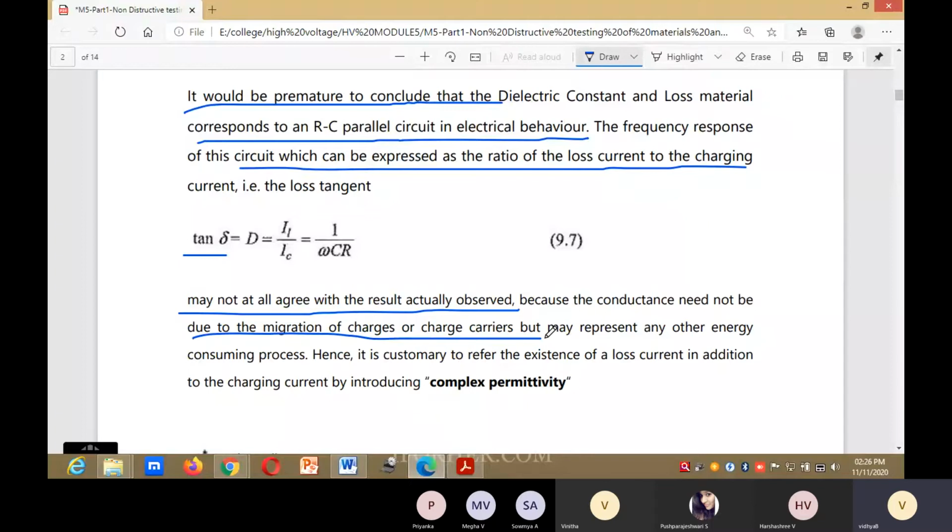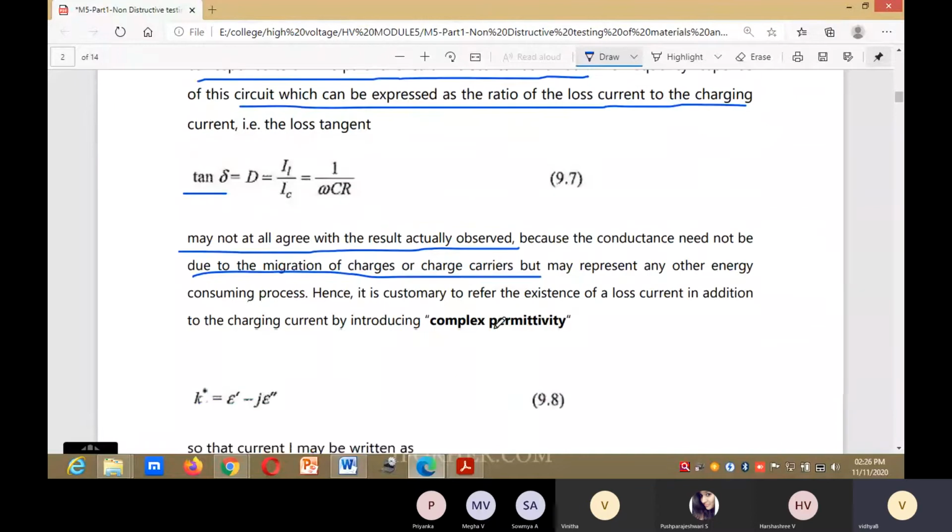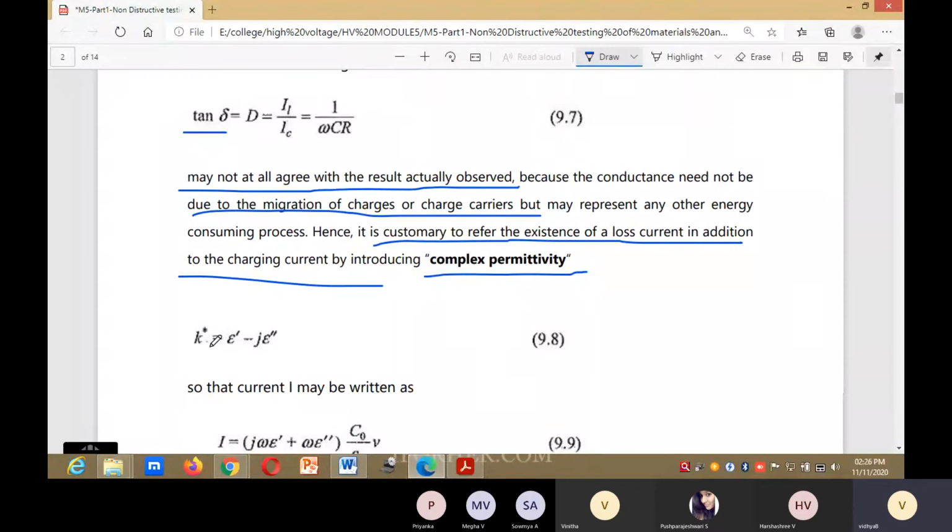Because the conductance need not be due to the migration of charges or charge carriers, but may be present in any other energy consuming process. Hence, it is customary to refer to the existence of a loss current in addition to the charging current by introducing the complex permittivity. You can observe K star is equal to epsilon dash minus j epsilon double dash.